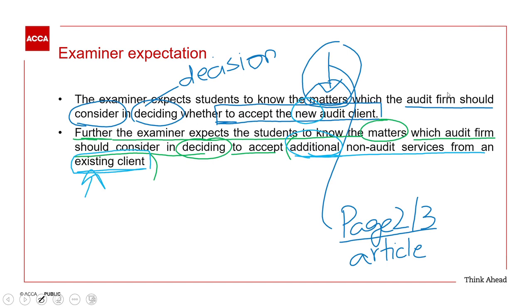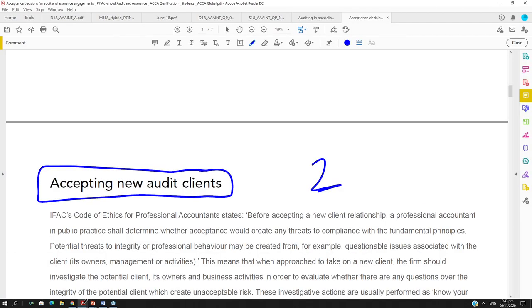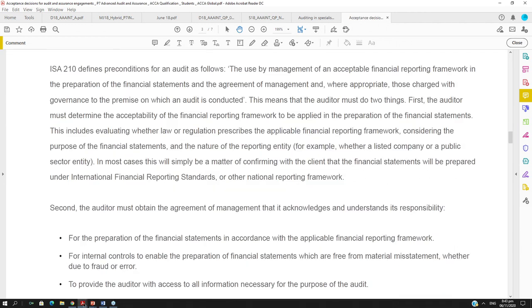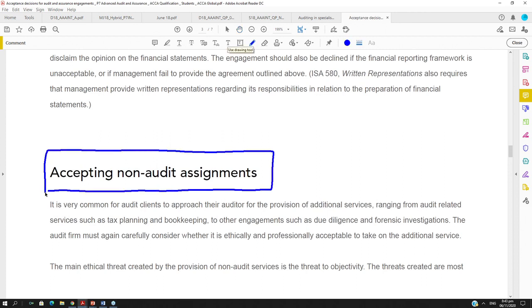So the examiner article covers both parameters. The examiner article covers the matters in accepting a new audit client, and the examiner article covers the matters in accepting additional services from an existing client. Now, if you see the examiner article again, and you go from page number 2 to page number 3 and to page number 4. On page number 4, see this, accepting non-audit assignments. These are accepting non-audit assignments from an existing client.